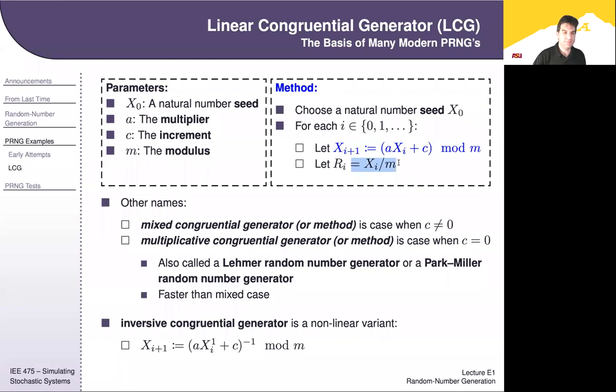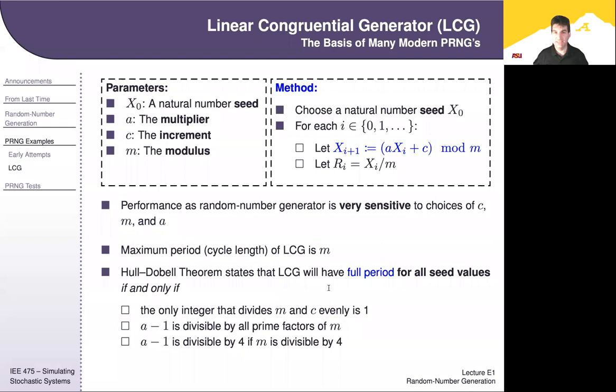And so there are special cases. If you get rid of the offset here, then this becomes the mixed congruential generator method. If you leave the zero in, if you make it zero, it's the multiplicative one, which also has some other names here. But they both can just generally be called the linear congruential generator. People have also generated more nonlinear variants, this inversive one where they add this inverse in between here, and there are reasons to do that to try to improve upon its properties.